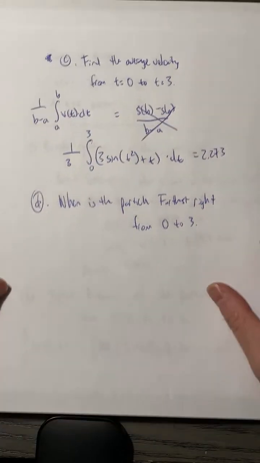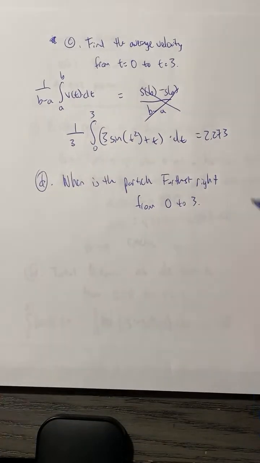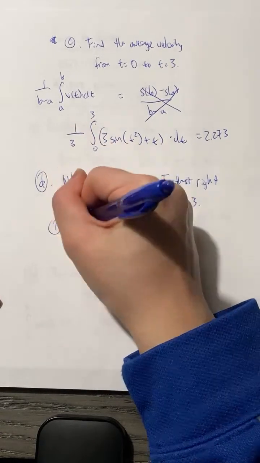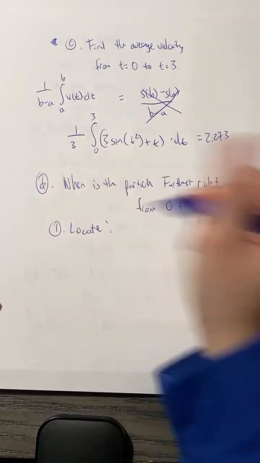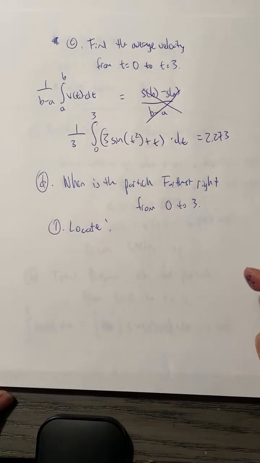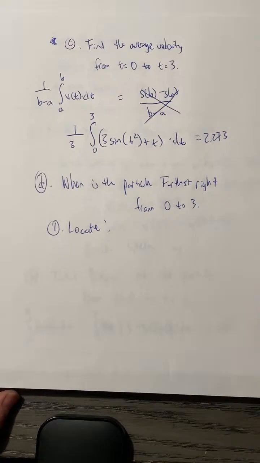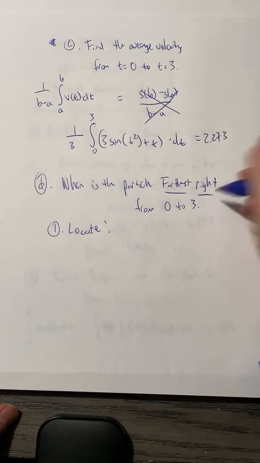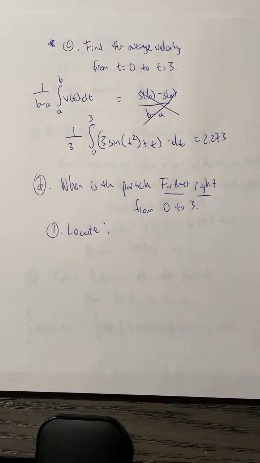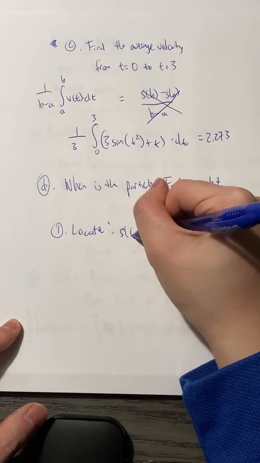So let's start this. Anytime you're doing farthest right, you want to do the 3-step process: abs, max, or min. Its first step is to locate the function. And here we have to decide, what do we want to locate? Is it going to be position, velocity, acceleration? Well, farthest right implies that we're trying to find the abs max of position. So we're going to locate that.